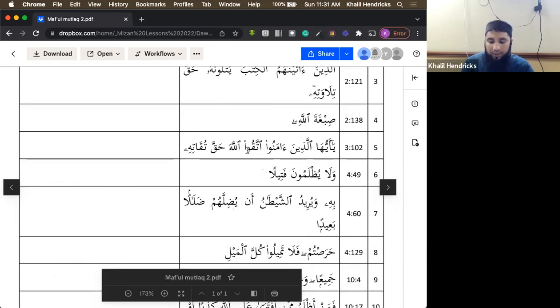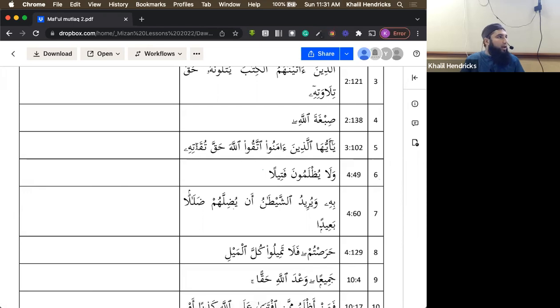Ya ayyuhalladhina amanu ittaqullaha haqqa tuqatihi. Three is the same, five is the same like three. Ittaqu, tuqa. I see the masdar there. But then there's a mudaf connected to it. What is that mudaf doing? That mudaf ilayh, haqqa tuqati, again, proper fear. It's a mudaf ilayh in form, but in meaning it's just describing it. So the description of the masdar can also be considered the maf'ul mutlaq.